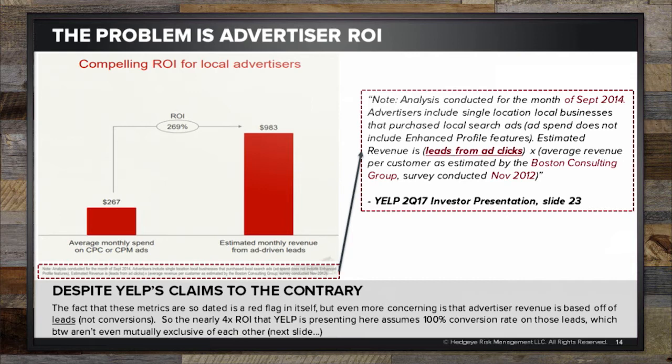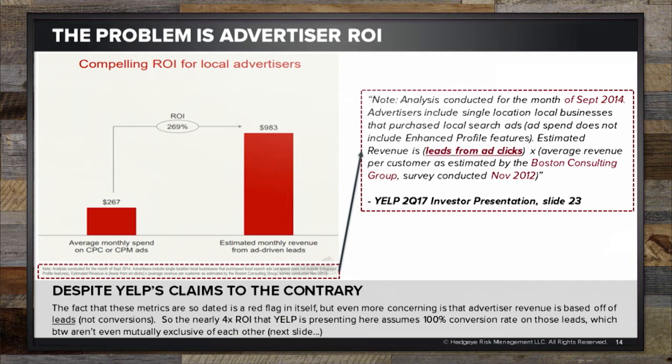And I want to warn everybody that as far as what Yelp throws out there for ROI metrics, you really can't trust them. And what we're showing you here is the footnote, which we've expanded off to the right, and I want to show you how they're estimating revenue. So estimated revenue is from leads from ad clicks times average revenue per customer. So that is leads, not conversions.